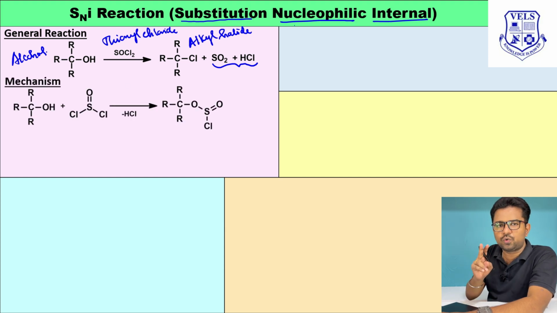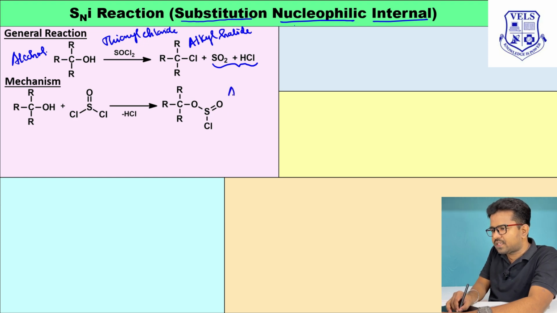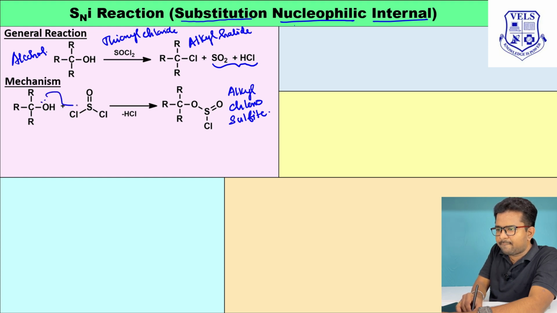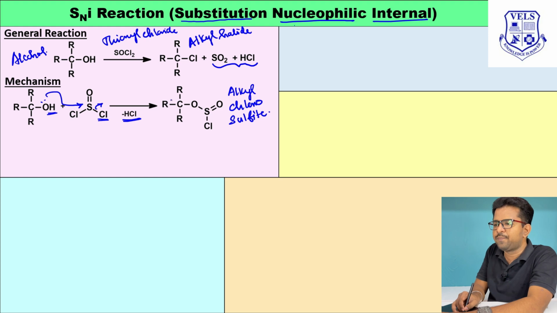The mechanism involves a two-step process. The first step is the formation of alkyl chlorosulfite. What happens here? This oxygen lone pair of electrons attacks the sulfur atom of thionyl chloride, and as a result the Cl is leaving as Cl minus. So from here H plus, and from here Cl minus, they combine together and leave as HCl. Hydrochloric acid will be leaving, and alkyl chlorosulfite is formed as a product.